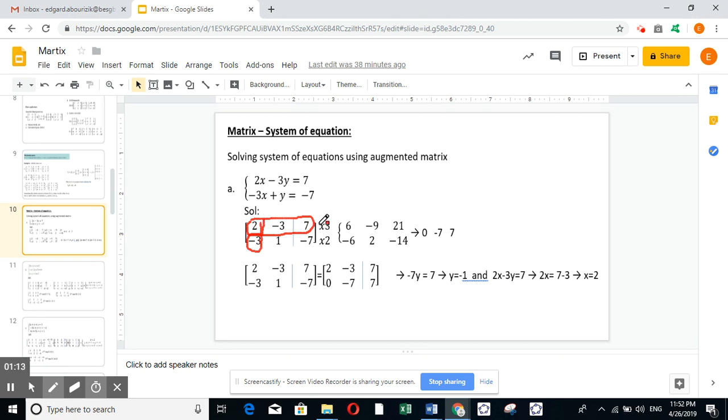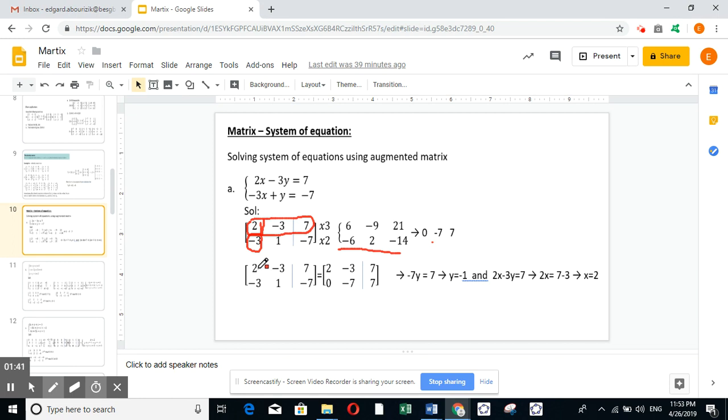So I multiply up by 3. 3 times 2 is 6, and down by 2. 2 times minus 3 is minus 6. Then I add. If I multiply above by 3, I'm going to get 6, minus 9, 21. Down by 2: minus 6, 2, and minus 14. So if I add now, 6 minus 6, I have 0. Minus 9 plus 2 is minus 7. And 21 minus 14 is 7.